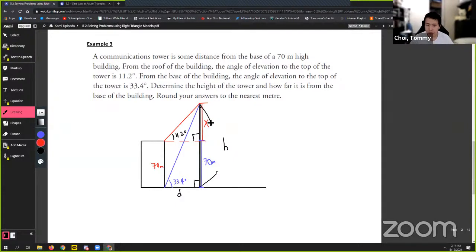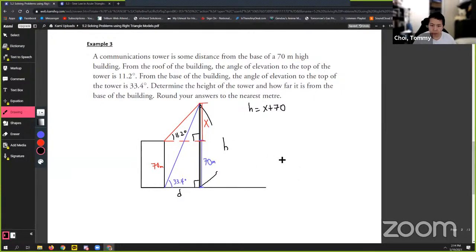So we need to figure out, all right, what is the height? I know that part of it is 70. I don't know the second part. And when we start breaking it down like this, I'm saying that H is X plus 70. Let's keep that in mind, right? The height of the tower is X plus 70. We don't know what X is. We need to figure that out.